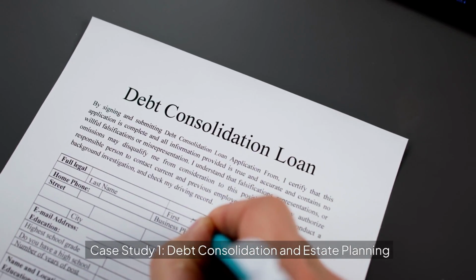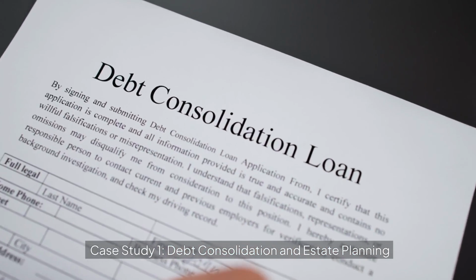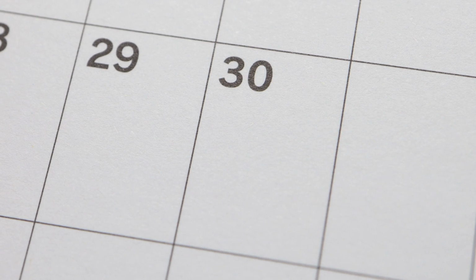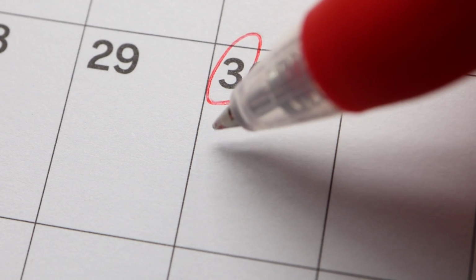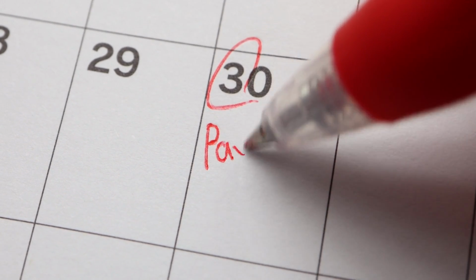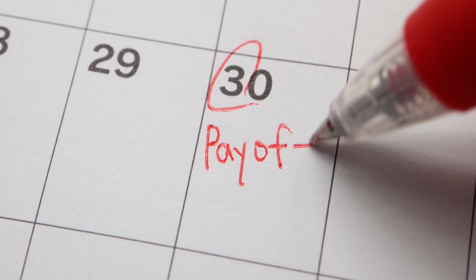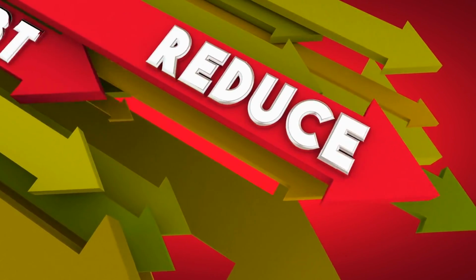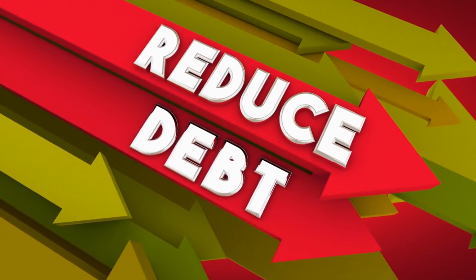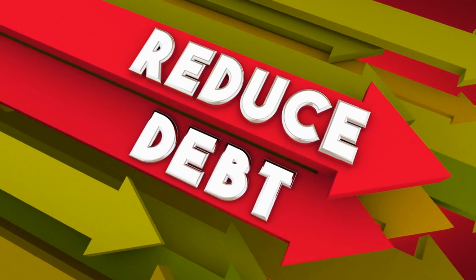Case Study 1. Debt Consolidation and Estate Planning. Mr. Smith, a retiree with significant credit card debt, sought the advice of an estate planning attorney to ensure that his debts did not burden his beneficiaries upon his passing. The attorney recommended a debt consolidation plan that would allow Mr. Smith to pay off his high-interest credit card debts using a low-interest personal loan. By consolidating his debts, Mr. Smith was able to reduce his monthly payments and streamline his financial obligations.